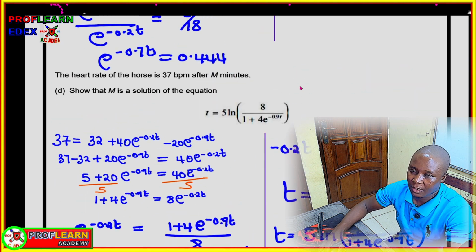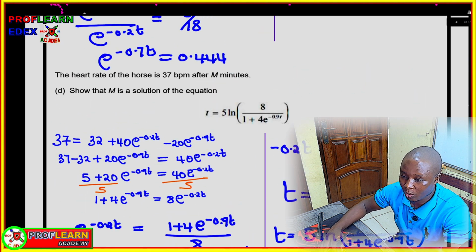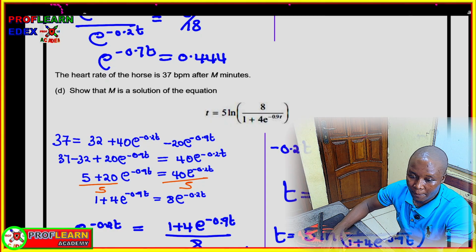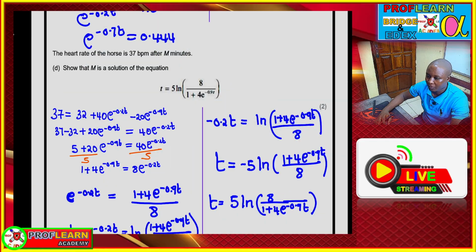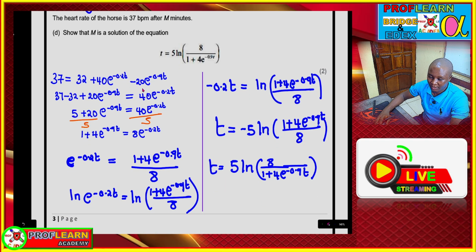Once you've done that, maybe the other question that can be asked is the question to do with iteration. Under iteration, we are told the heart rate of a horse is 37 BPM after m minutes. Show that m is the solution of this particular equation that we have here. So, how do you show that? We are told the heart rate is that, so meaning we are going to say 37 is equal to this equation. You are going to take the constant term on one side like that.